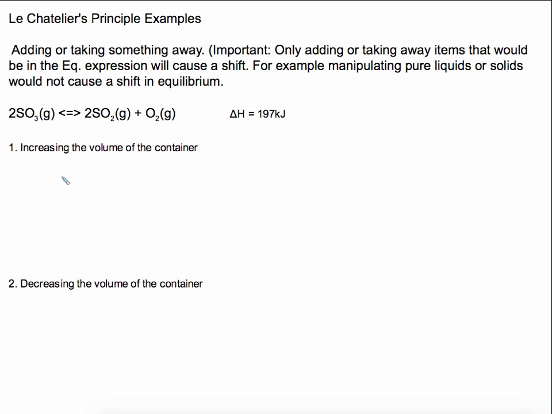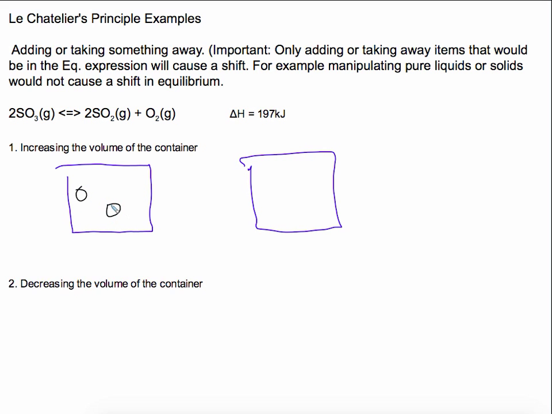Okay, now here's another one that they like to do with this volume thing. So I'm going to draw the containers again. It's the same reaction here. And so anyway, on this side we have two SO3s striking the side of the container, 2 moles, and on this side we have 3.